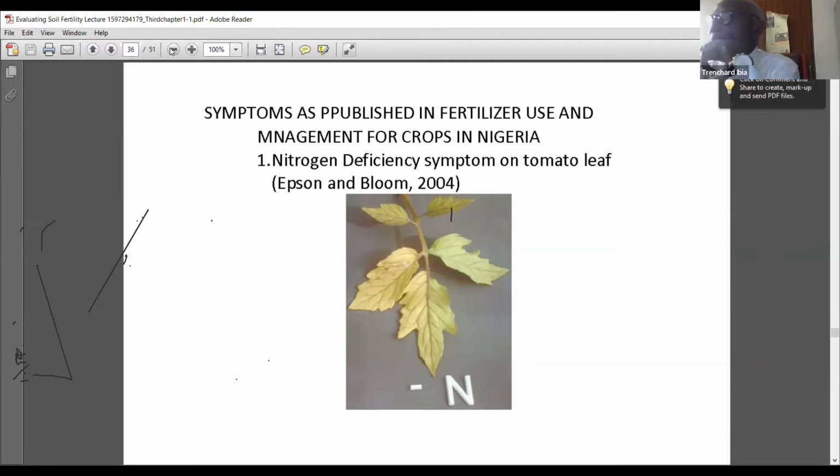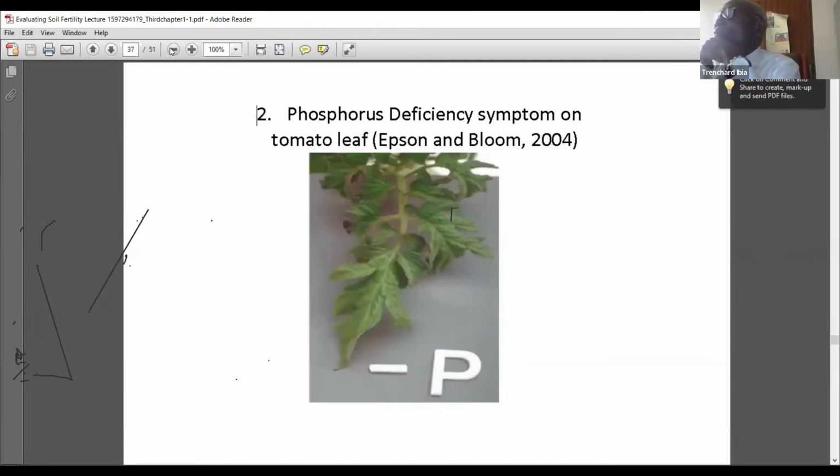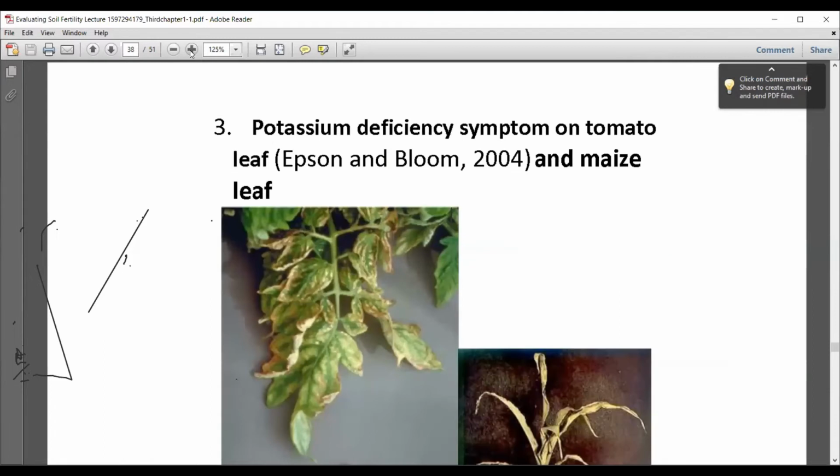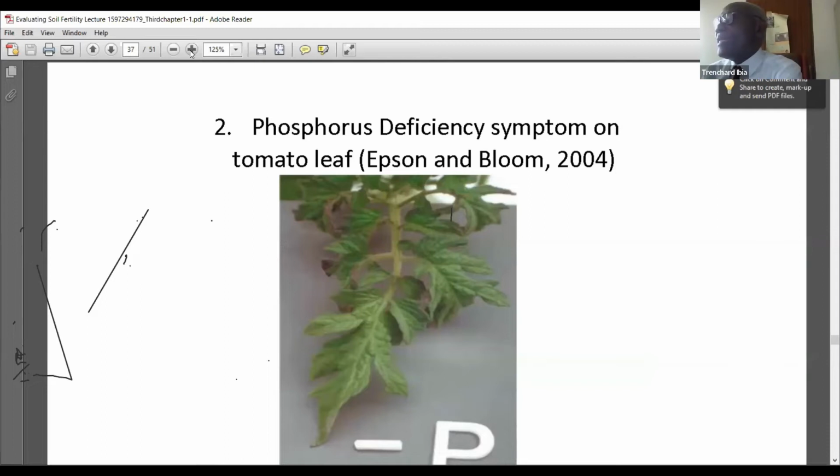For phosphorus, you have some necrotic spots with strong purple tints. The plant becomes stunted or dwarf. Phosphorus has the tendency to hasten crop development, so if it is in excess, expect crops to mature very early. If it is deficient, crops become stunted and do not grow to their peak.